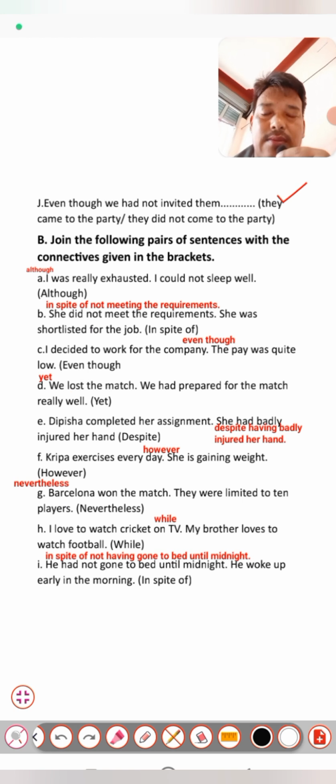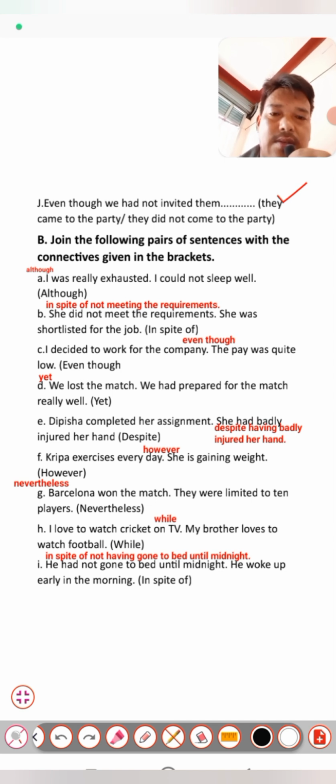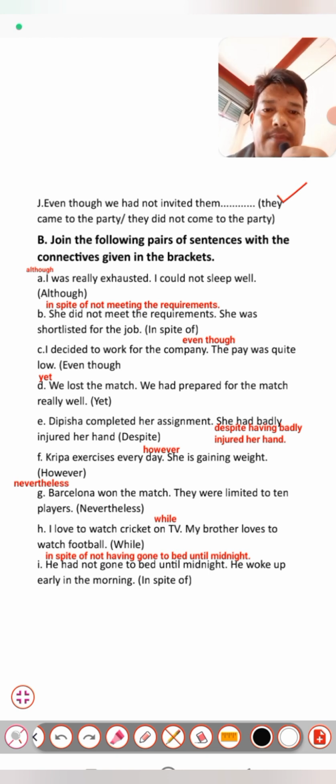And D number is, we lost the match. We had prepared for the match really well. The connective is yet. We had prepared for the match really well, yet we lost the match. E number, Deepisha completed her assignment. The word is despite. She had badly injured her hand. So you can write: Deepisha completed her assignment despite having badly injured her hand.